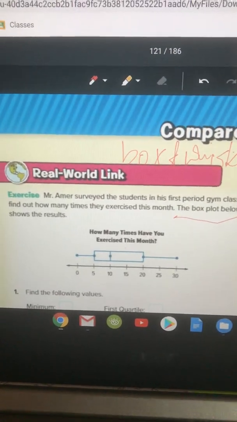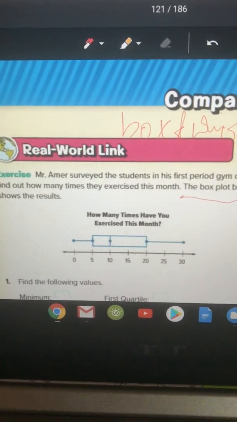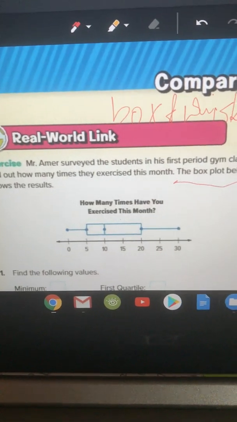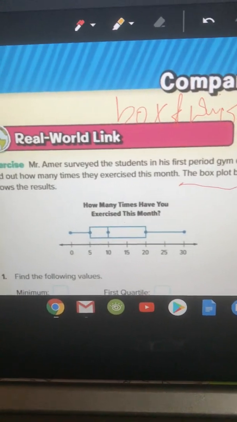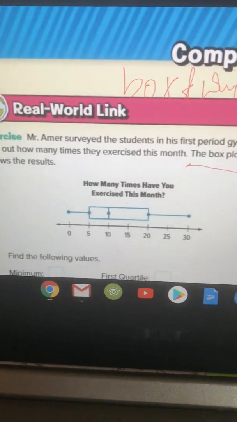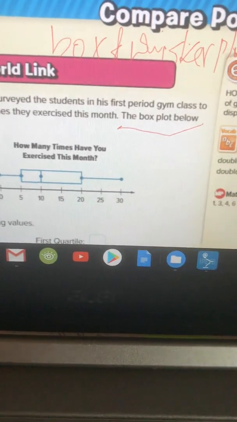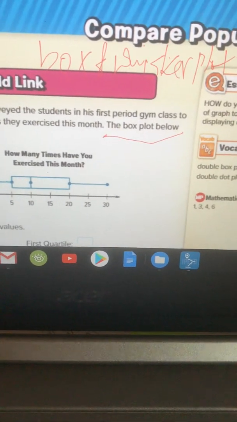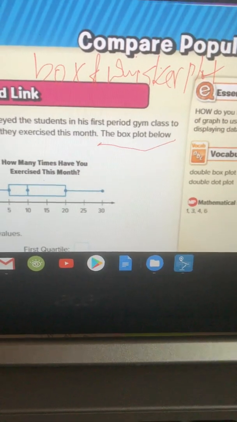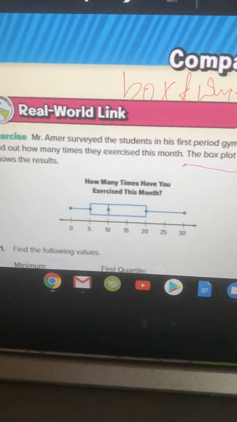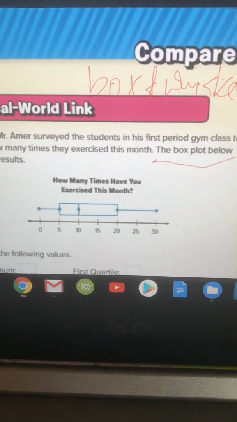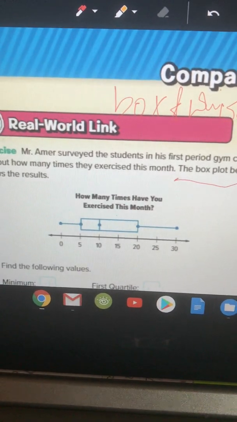So let's read this question. We will start with a real world link. There is a Mr. Amar, yes? And Mr. Amar had students in his first period. When the students came to his first period, he surveyed them. He created a survey. He wanted to know how many times the students exercise in a month, whatever month that was, whether it was January, February, it doesn't matter. Whatever month he conducted the survey, he wanted to know how many times the students in his first period exercised, okay? And this is the data he got. And he presented his data in a box plot, okay?